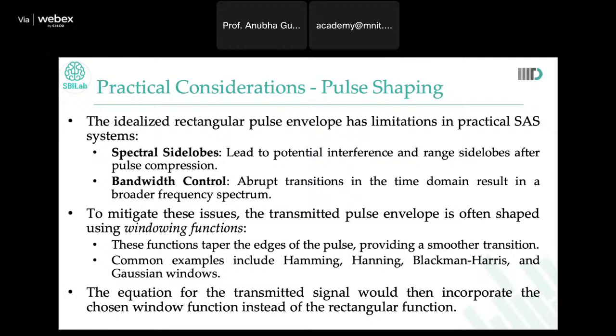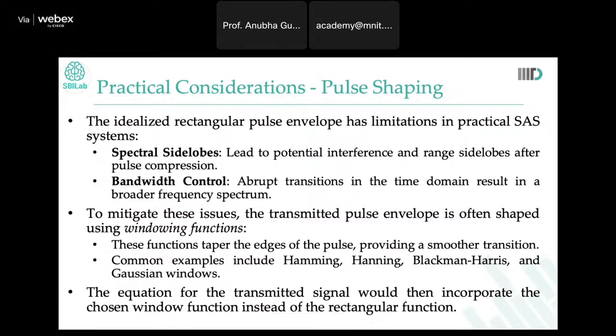Then there is also the abrupt bandwidth transition. If a rectangular pulse has abrupt, brick wall kind of transitions on both sides, that would result in a broad frequency spectrum, and you need to control that too because you don't have infinite bandwidth. So to mitigate these issues, the transmitted pulse is often shaped using a windowing function. This comes under pulse shaping: instead of the pure rectangular pulse I have shown you for ease of understanding the concept, in actual practice you won't be using a rectangular pulse, but windowing functions. For example, Hamming, Hanning, Blackman, Harris, Gaussian windows, etc.